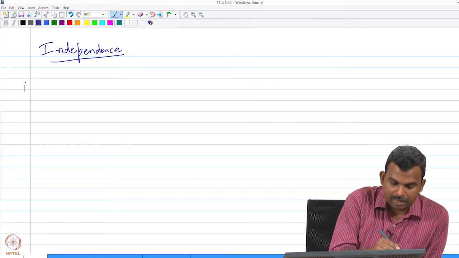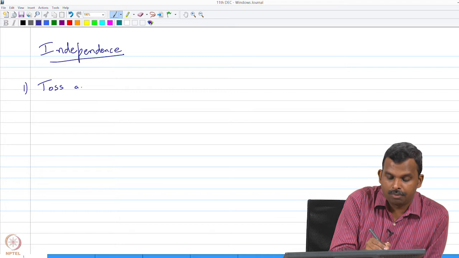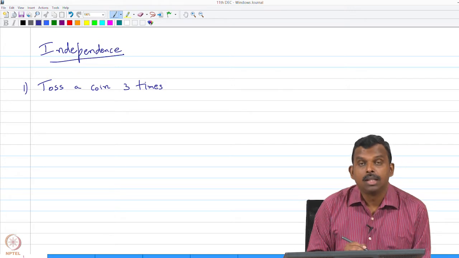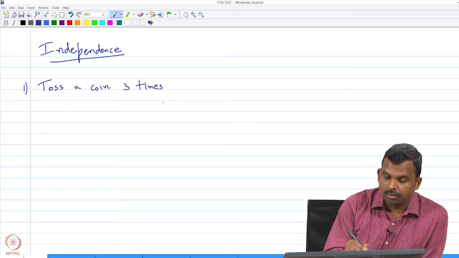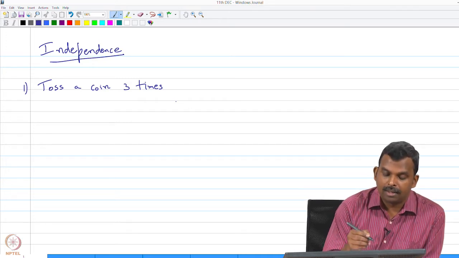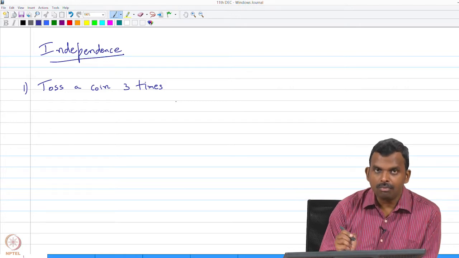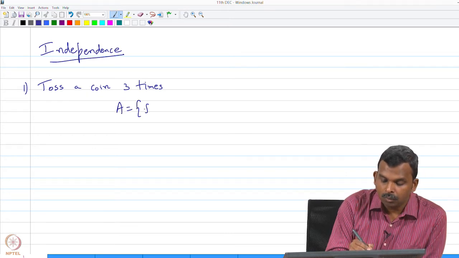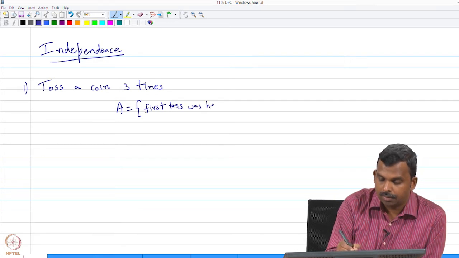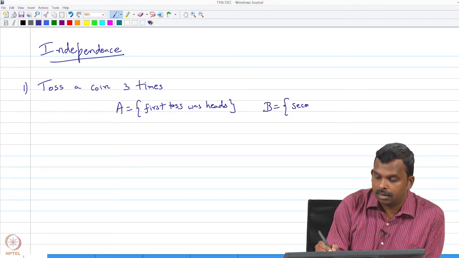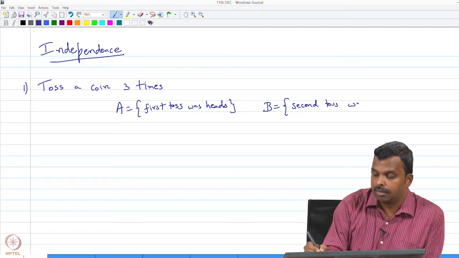Okay. So, the first experiment we will see is, as usual, toss a coin, let us say 3 times. We all know what the sample space is, I do not have to write this once again. Let me consider 2 events and then argue about their dependence and independence. The first event A is that the first toss was heads. Let us say the second event B is that the second toss was heads.